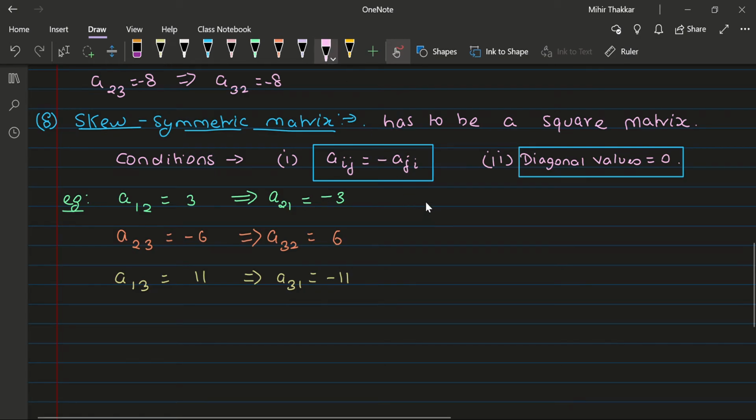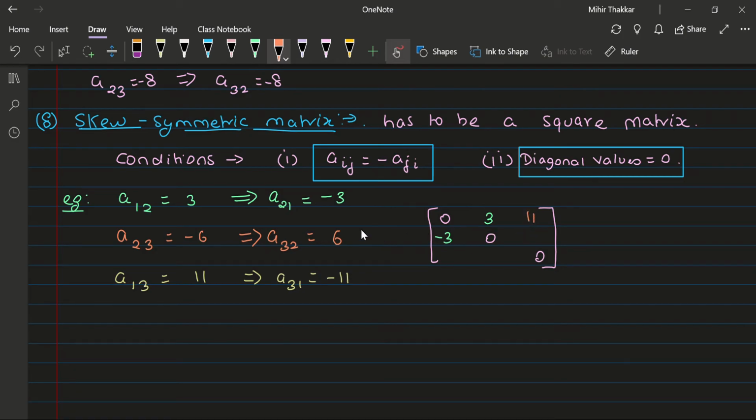So if I write this in the matrix format, as I told you that diagonal elements have to be 0. So these three elements are zeros. Now if this over here is 3, then A21 is negative 3. If A13 is equal to 11, then in that case A31 will be equal to negative 11. Finally, if this is minus 6, I get this number as 6. Very simple, guys. You need one more example.